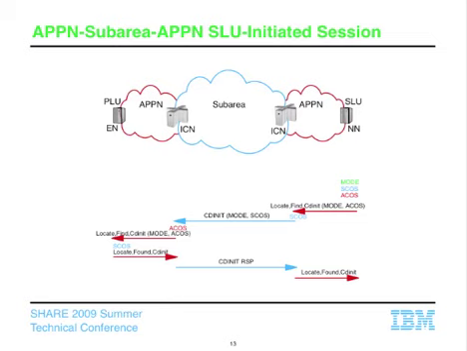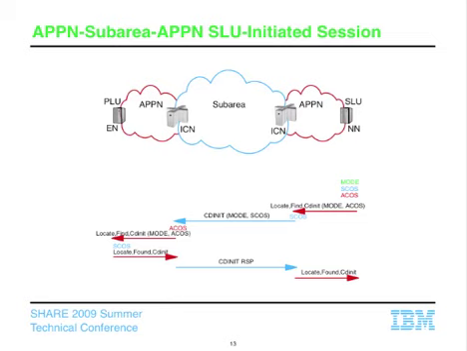Remember where we picked the class of service in APPN, it's on the OLU side. When the OLU is the SLU, both the subarea and the APPN networks are picking the class of service at the same side of the network. And that's basically what makes these two work well together. So let's talk about how a SLU init would work.